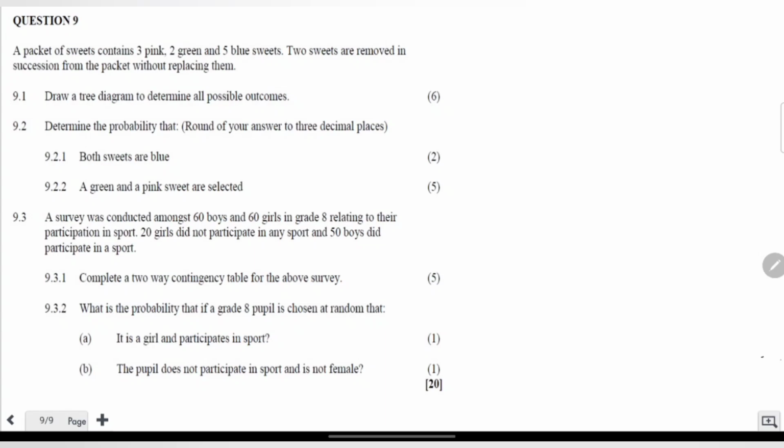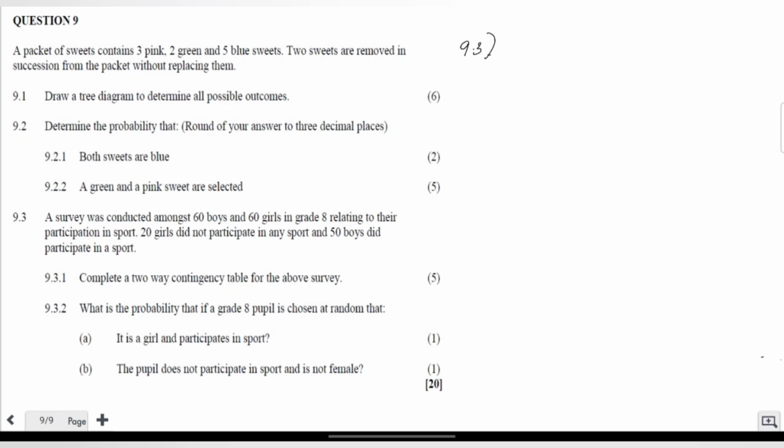All right, 9.3. A survey was conducted amongst 60 boys and 60 girls in a grade 8 relating to their participation in sports. 20 girls did not participate in any sport, and 50 boys did participate in sports. Complete a two-way contingency table for the above survey. So here, how many things are there? Boys and girls, two categories, then sport and no sport, isn't it? So that's how you have to fill up that one.